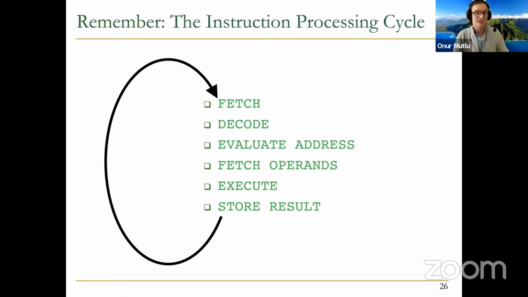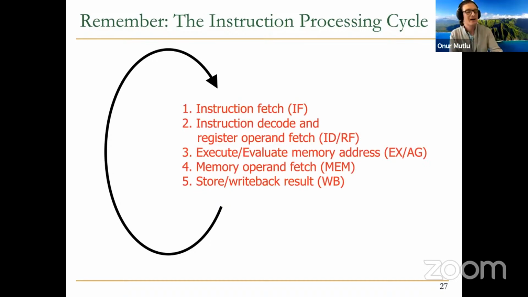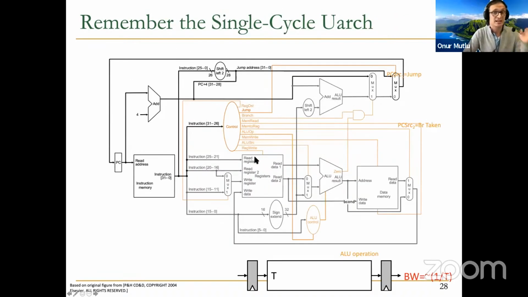So remember the instruction processing cycle. This is the 6-phase instruction processing cycle. This is another view of it, and we reduced it to 5 phases. Again, there's nothing really fundamental. You can actually have instruction fetch divided into 5 phases itself, right? As we have done in the finite state machine for the multi-cycle processor. But this is a good way of thinking about different phases. And remember the single cycle microarchitecture. As I said, I'm going to build on the single cycle microarchitecture to build the pipelined processor.